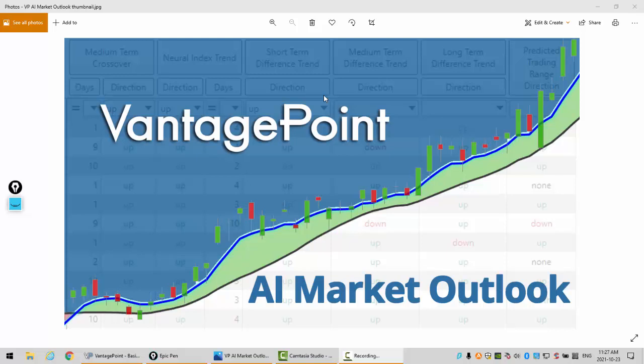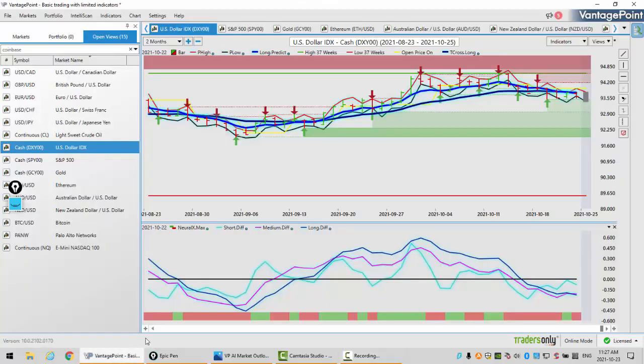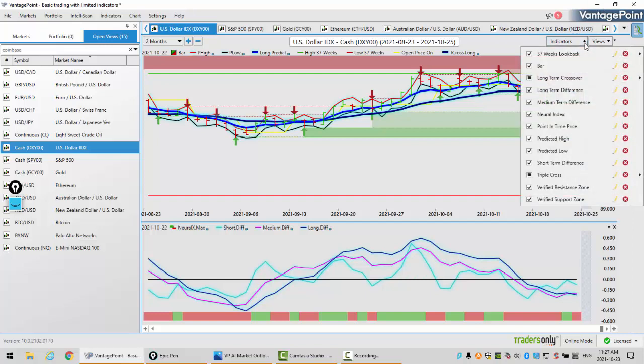My name is Greg Furman, and this is the VantagePoint AI Market Outlook for the week of October the 25th, 2021. Now, to get started this week, we're going to begin with the US dollar index, but first let's look at the indicators we're using this week as we mix things up a little bit here.